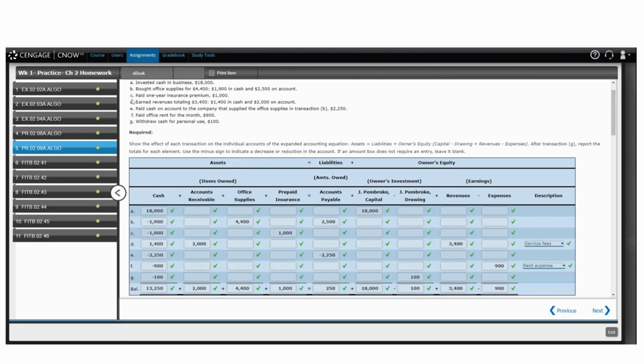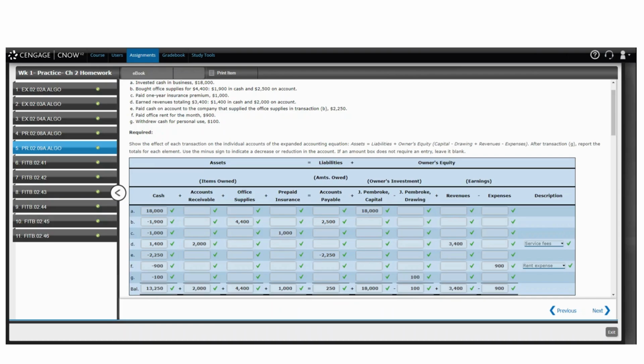In transaction C, he pays 1 year insurance premium for $1,000. So that's going to provide him with future benefits. So that is an asset account. So I know that my insurance account is going to increase by $1,000. And the other account that's affected is my cash. My cash decreases by $1,000.